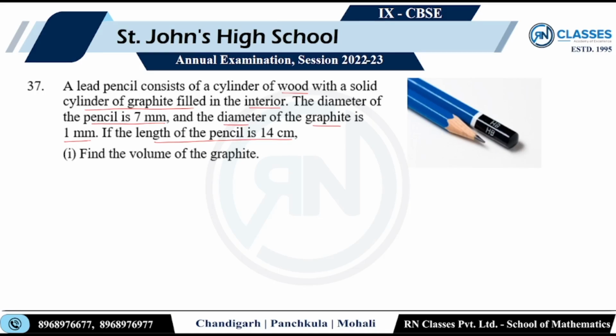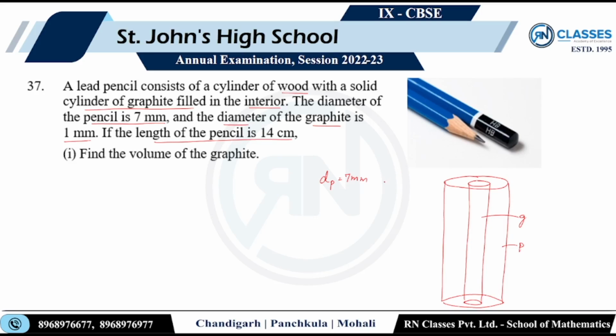सबसे पहले visualize तो कर लें. Let's make a pencil. तो ये मेरी बनी pencil, right? अब pencil के अंदर ये रहा graphite मेरा, right? This is graphite. ये आई मेरी pencil और ये आया मेरा. So अब उसने क्या बोला? उसने बोला diameter of pencil is given to be 7 mm. So what would be the radius of pencil? That would be 7 by 2.